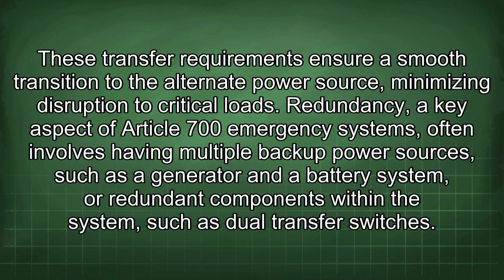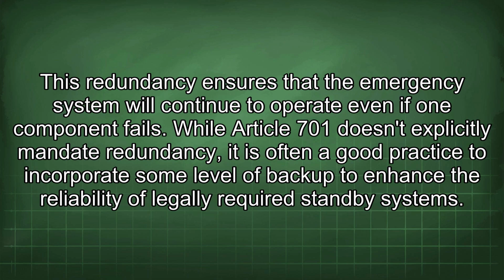Redundancy, a key aspect of Article 700 emergency systems, often involves having multiple backup power sources, such as a generator and a battery system, or redundant components within the system, such as dual transfer switches. This redundancy ensures that the emergency system will continue to operate even if one component fails. While Article 701 doesn't explicitly mandate redundancy, it is often a good practice to incorporate some level of backup to enhance the reliability of legally required standby systems.